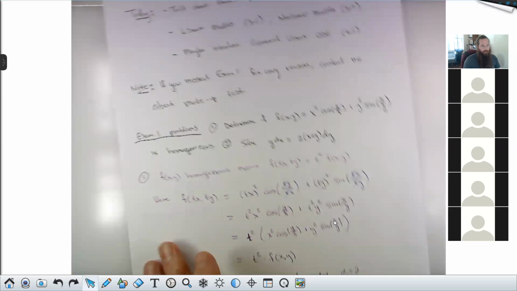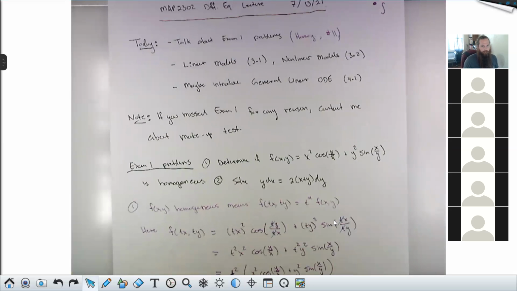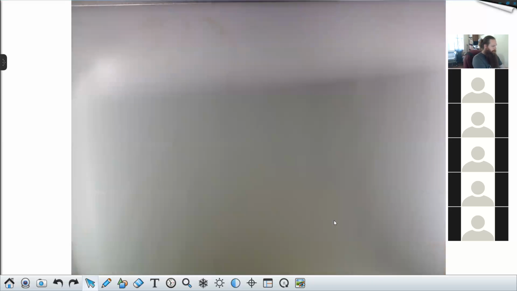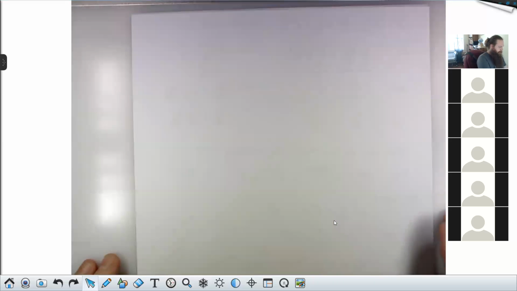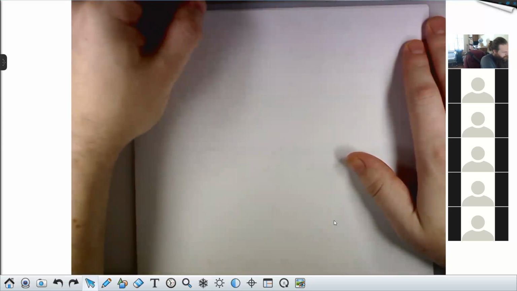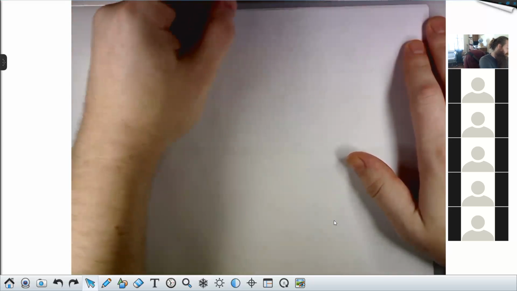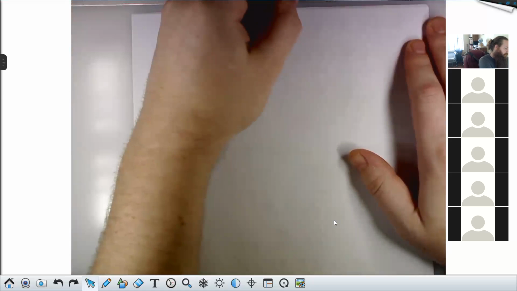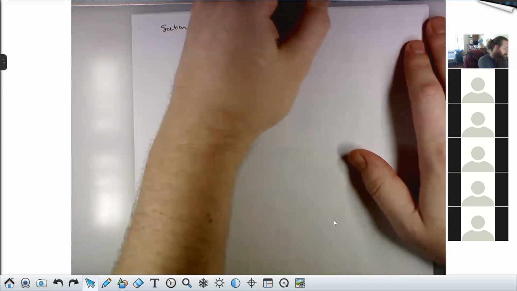So the next thing we're going to do is talk about linear models. Maybe a little about non-linear models, but primarily linear models. There are some linear models that you're already familiar with. You might not have known they were linear models, but they are. So this is section 3.1. Modeling with linear models.